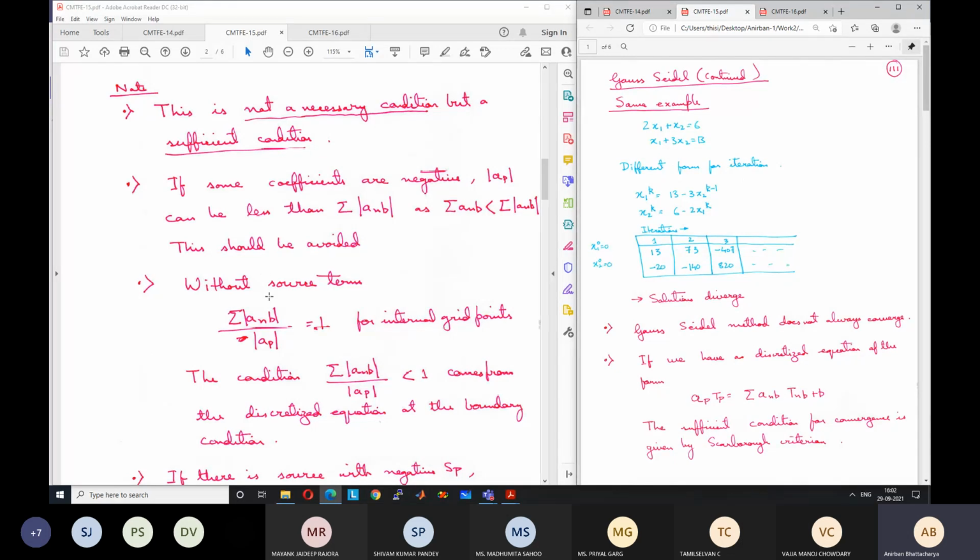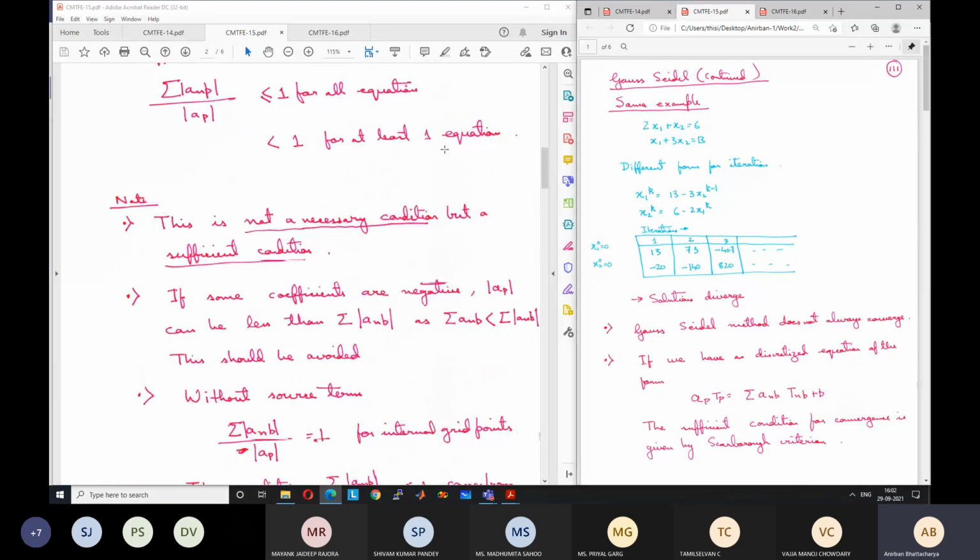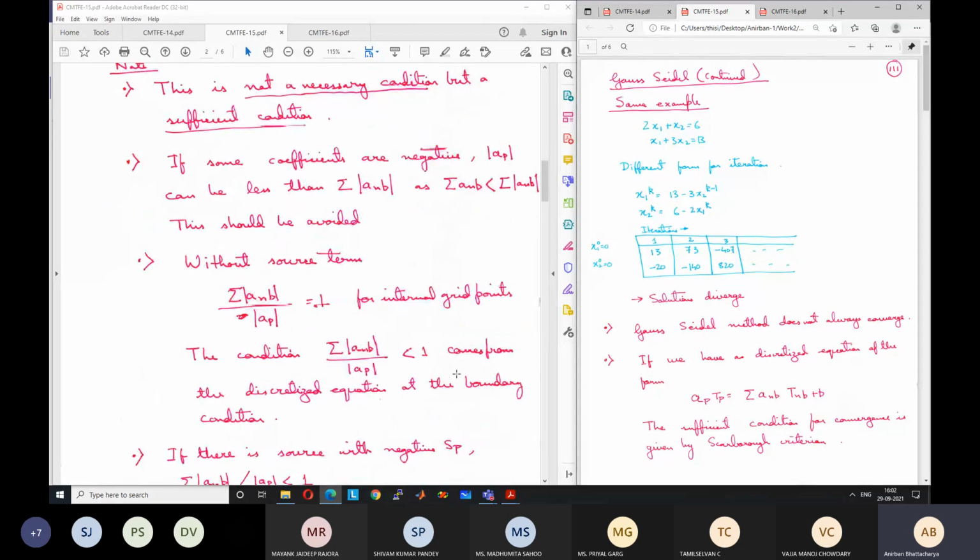So without source term, summation of mod of A and B by mod of AP is equal to 1 for all internal grid points. You can check that. And the condition that at least one equation has to be less than 1 comes from the discretized equation of the boundary condition.